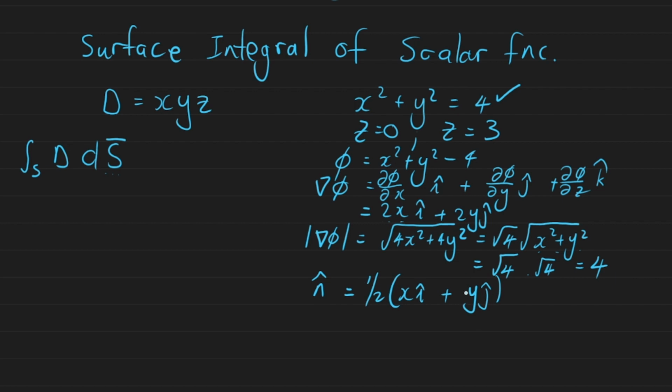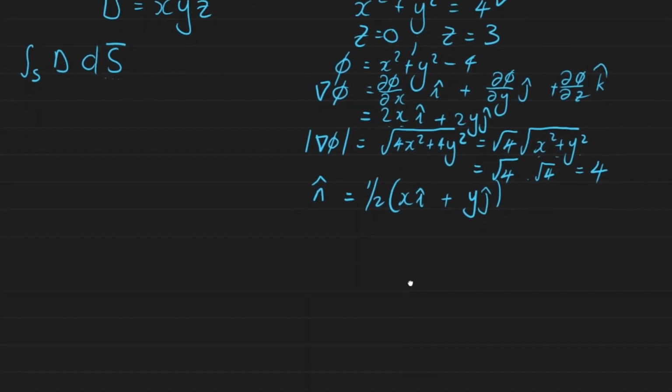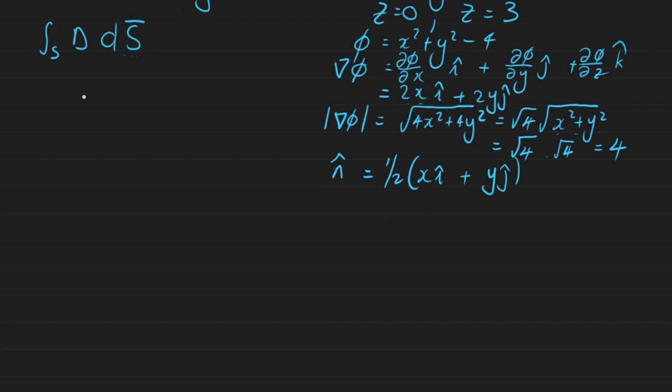X plus y in the directions i and j. So now that we have the unit normal vector, what we're actually needing to compute is this surface integral. So we can do it by considering our surface. Well, what is our surface?